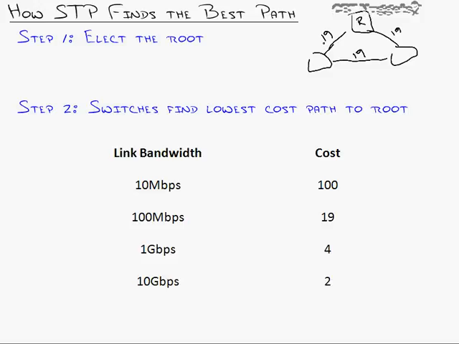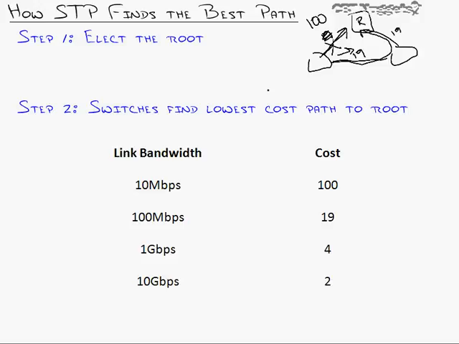Now, just to give you an idea, if we had a low speed link, let's say this one was a 10 meg link, then it'll be a cost of 100. So this switch will say, well, it's either 100 to go that way or 38 to go that way. So that's the more efficient way. I'm going to block that link. So the cost or the speed of the links really do have an influence.